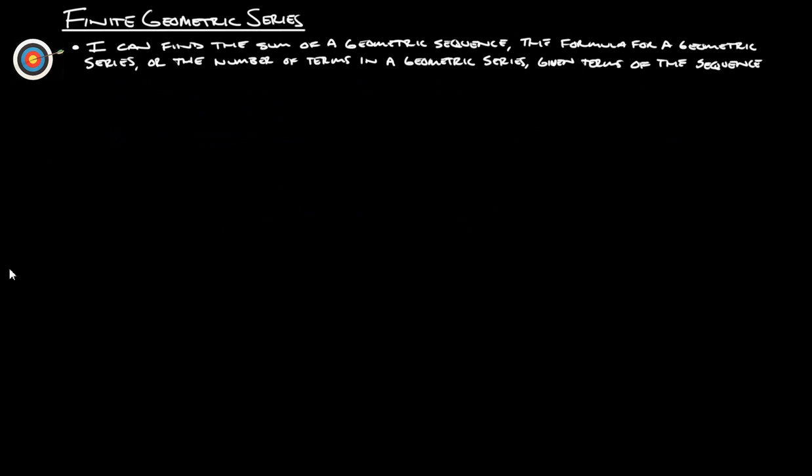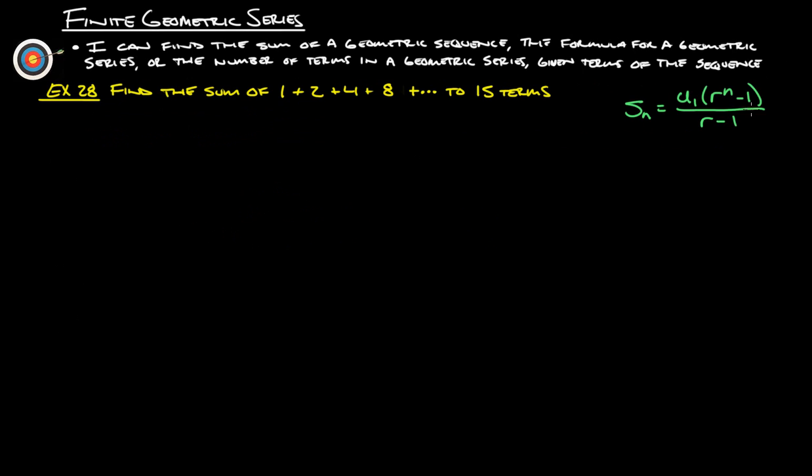So let's take a look. I'm going to elect just to copy down the first one. I'm just going to use that same one over and over again, and I think we'll be good. Example 28, find the sum of 1 plus 2 plus 4 plus 8 all the way up to 15 different terms. So let's use our formula here. S of n is the first term, which we know is 1, times the rate.